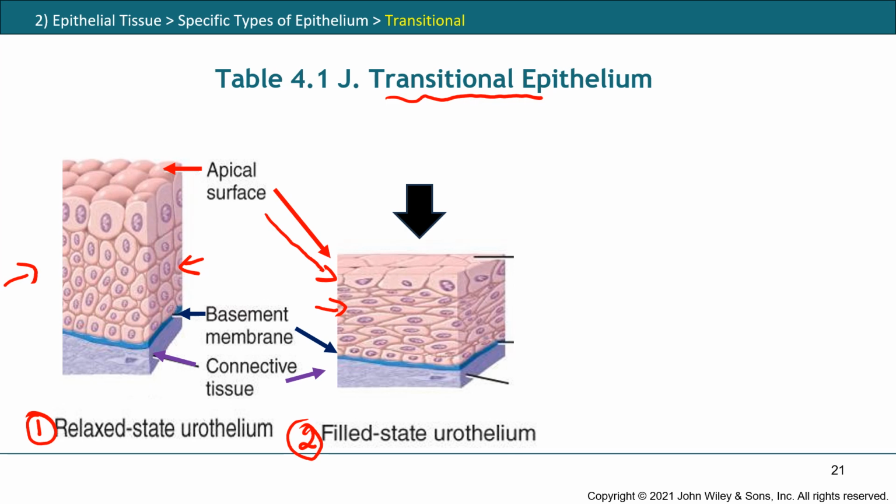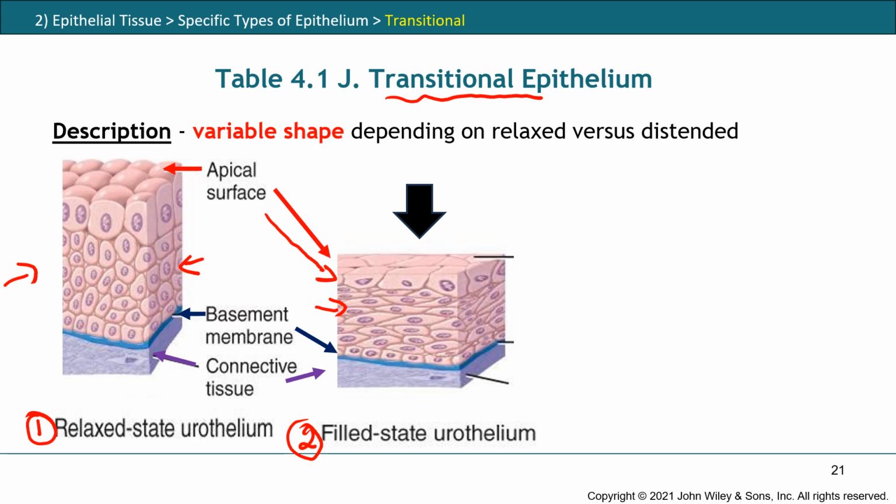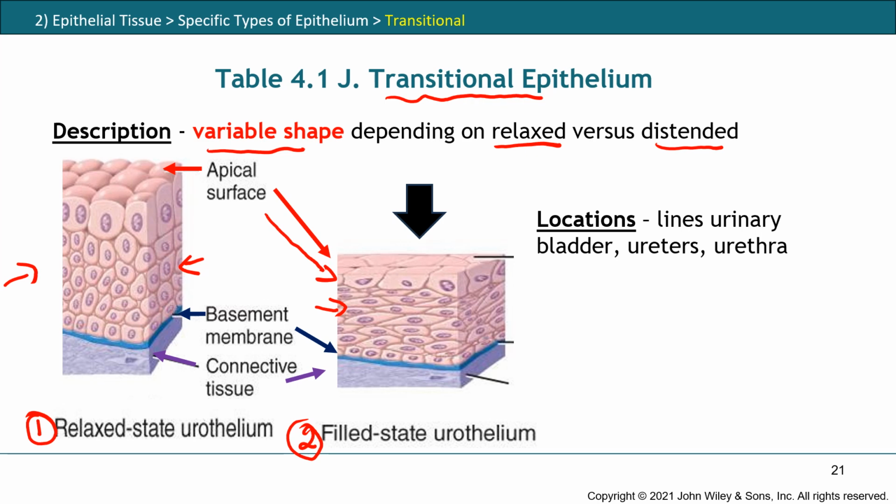So what we have here is an example of a transitional epithelium. And what happens there is that you have in this epithelium a variable shape depending on whether the epithelium is relaxed, like I showed you in the first one, or distended, like I showed you in the second one. And I showed you the locations: it could be in the lining of the urinary bladder, the ureters, or the urethra. So in all these places, it's very important to have this transitional epithelium.